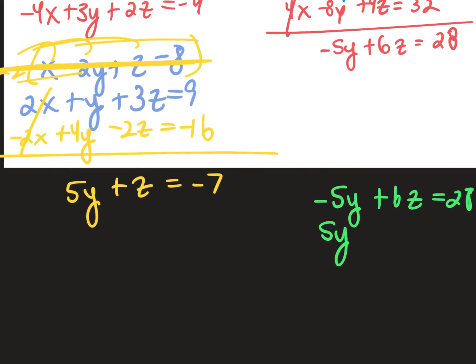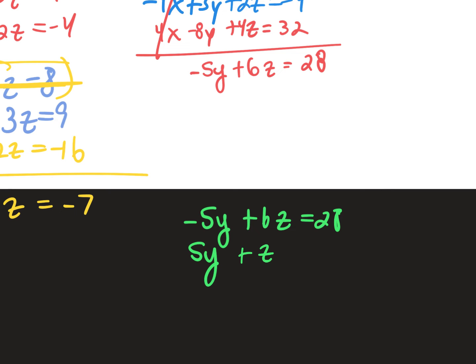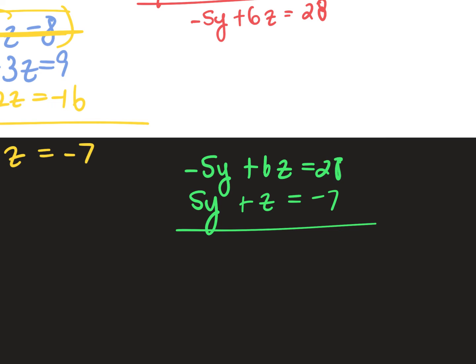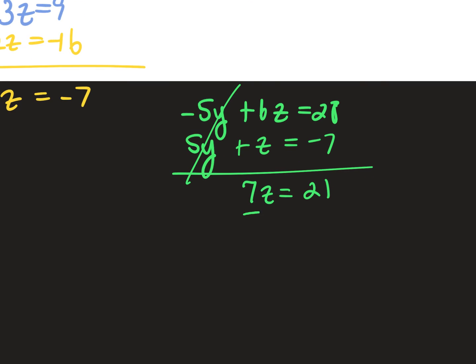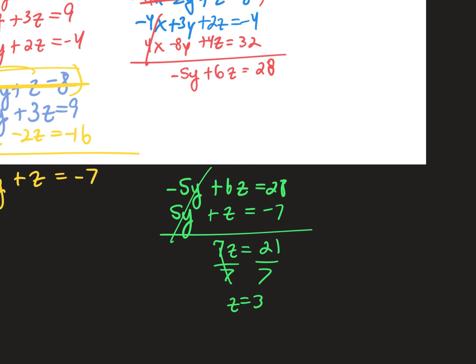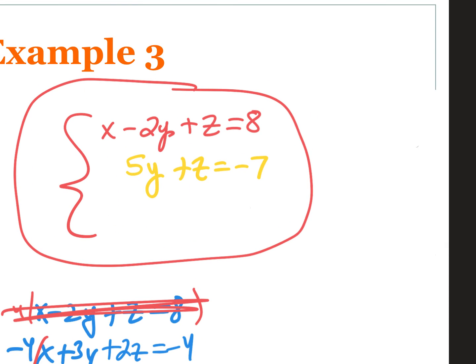5y plus z equals negative 7. And it already works out nice and pretty. I don't have to do anything other than combine. Negative 5y, positive 5y, gone. 6z plus 1z, 7z. 28 minus 7. Divide both sides by 7. And z equals 3. So I come back up here and I say, okay, z equals 3.